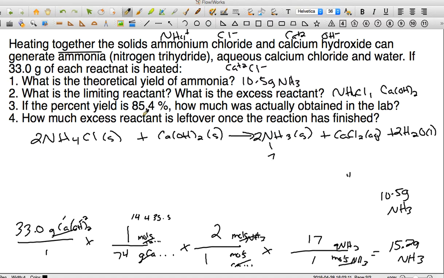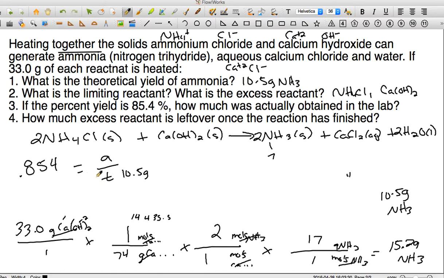Okay, so this one's set up a little bit different. It says that I have 85.4% yield. So I'm going to do this because I know that 85 is going to be divided by 100 to get it to something usable. Actual over theoretical. Okay, theoretical, we just found out was 10.5 grams.